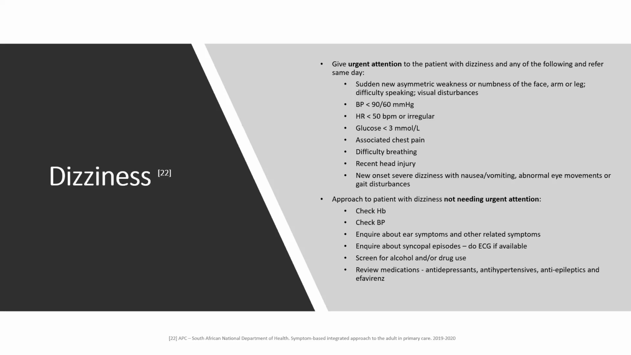In your non-emergent cases, obviously check the hemoglobin, the blood pressure. Try and inquire about the ear symptoms and other related symptoms, inquire about syncopal episodes, screen for alcohol and drug use, and review possible medications that might be the cause.